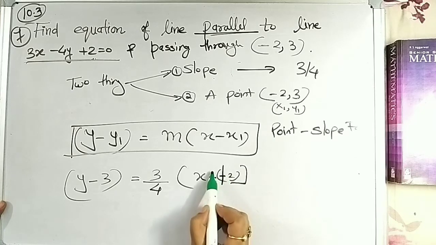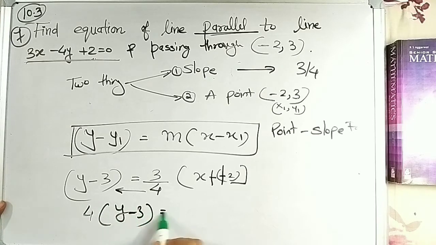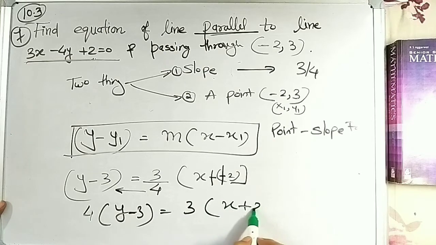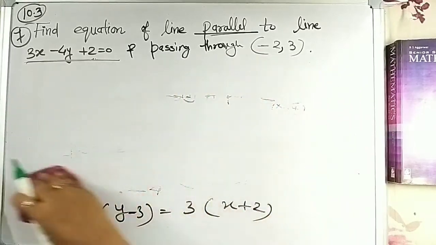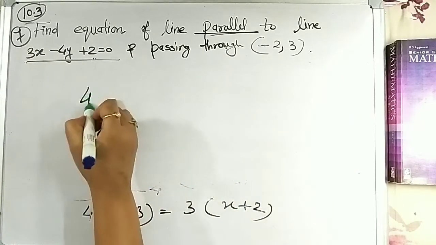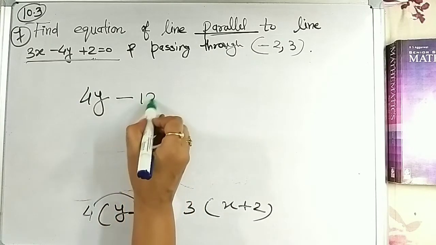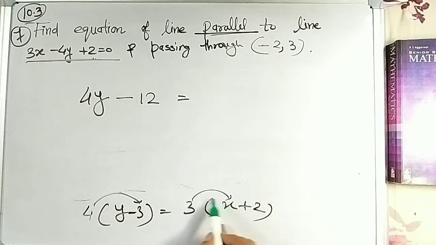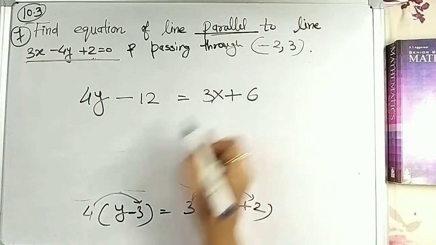Okay. Just simplify it. Minus and minus will become plus. Okay. Now 4 will go here. So I am putting 4. 4 into y minus 3 is equal to 3 into x plus 2. I just have to simplify it, guys. So what I will get here is 4y, and this into this will be minus 12, is equal to this into this, this into this. So 3x plus 3 2s are 6.